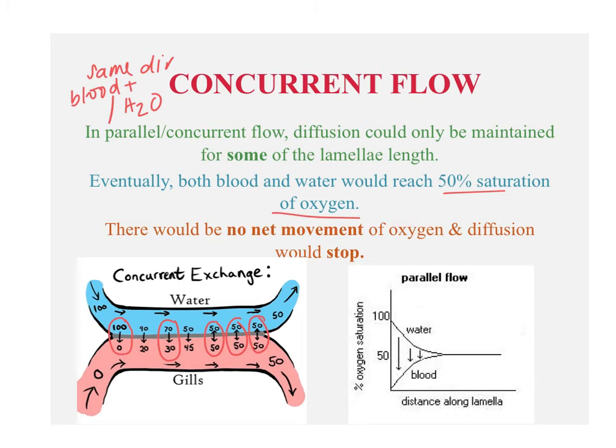So after that point, we don't get any more net movement of oxygen. After that 50% saturation has been reached, there's no further flow of oxygen between our two areas. And you can see from the diagram on the right hand side that the concentration in both areas is the same. Diffusion is going to stop. That means that if you compare it to that countercurrent flow, the percentage oxygen saturation in the blood is only about 50%, which might not be enough to survive.